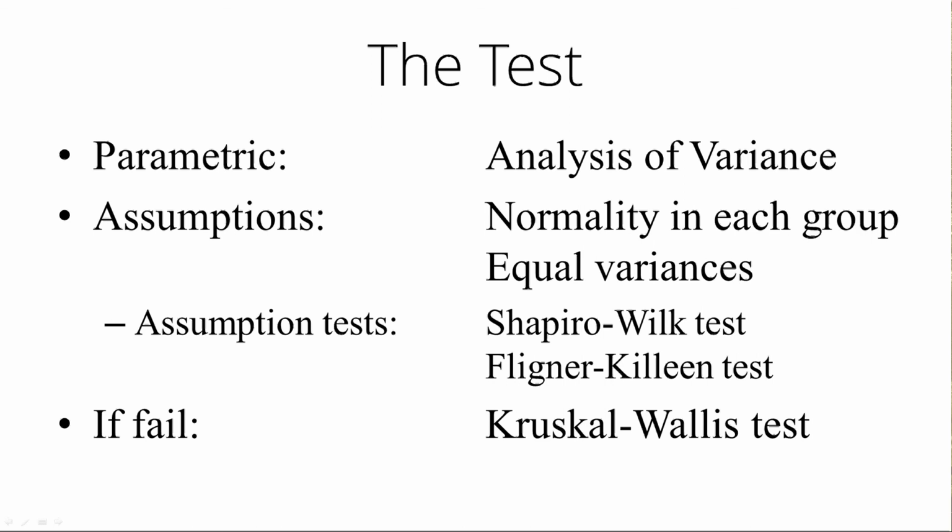The assumption tests are the Shapiro-Wilk test and the Fligner-Killeen test. Again, Shapiro-Wilk test tests the normality assumption. Fligner-Killeen tests the homogeneity of variances assumption. If any of that fails, we'll use the Kruskal-Wallis test. If all of them pass, we get to use the analysis of variance test.